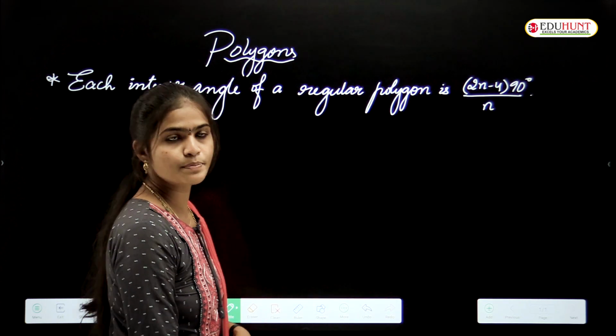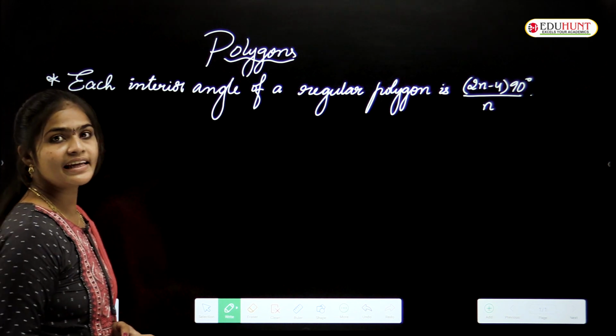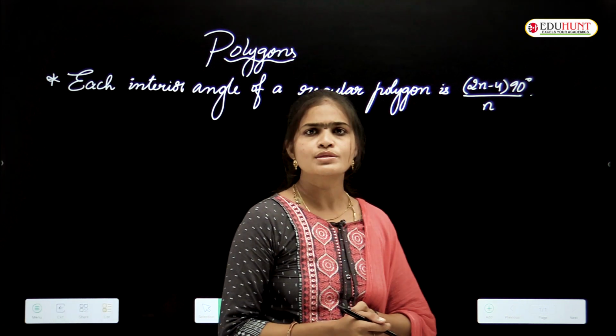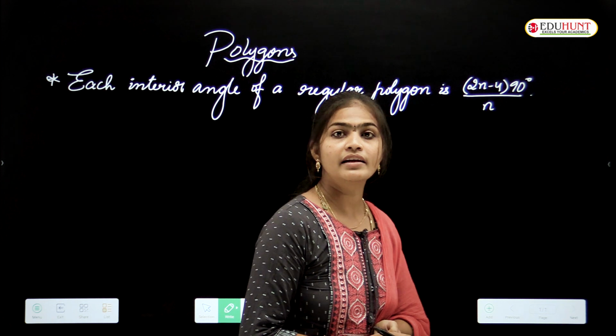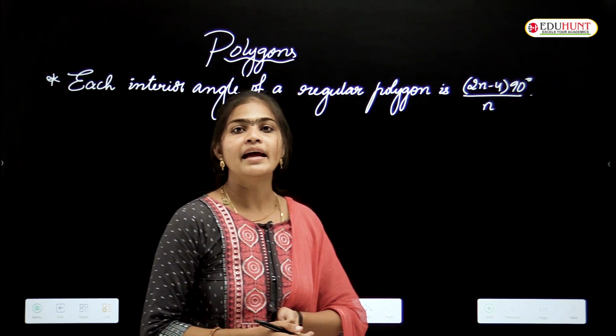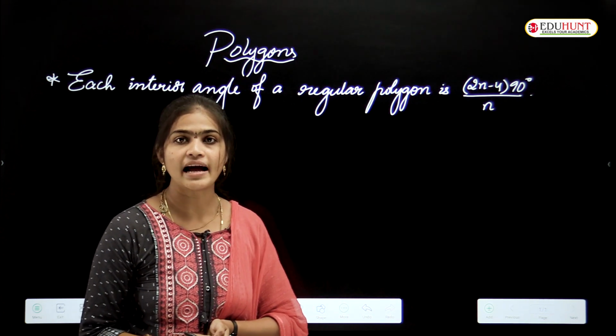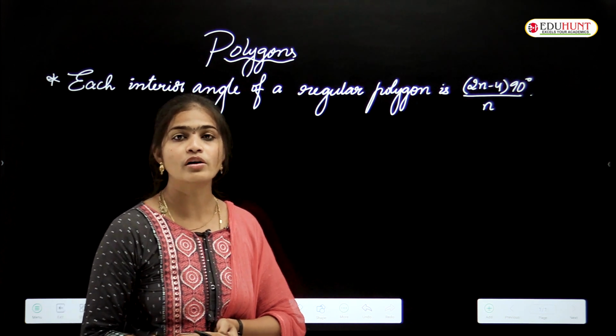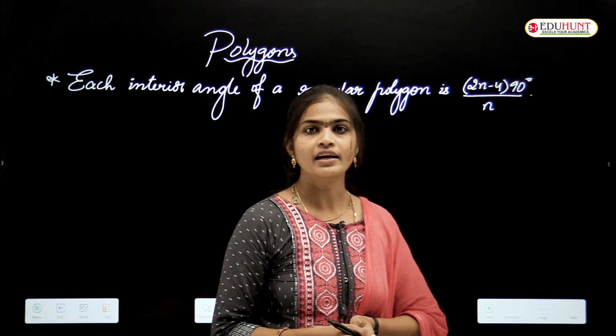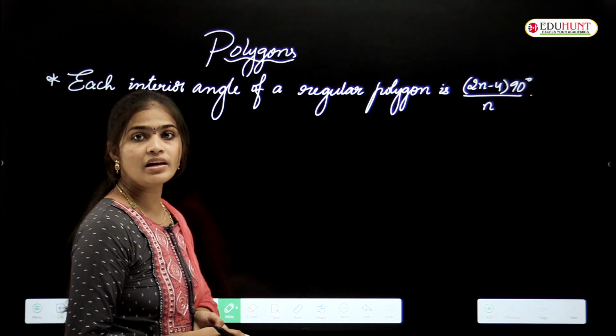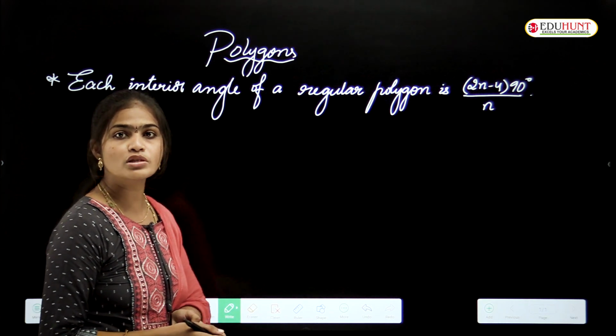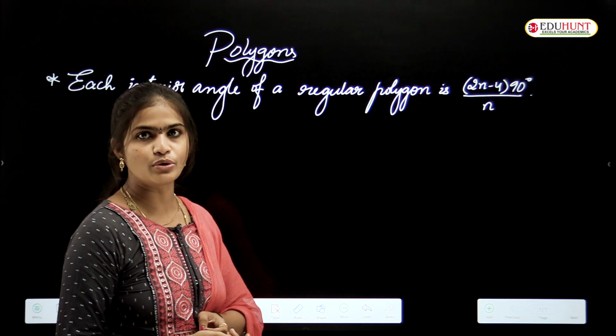So here the next point is each interior angle of a regular polygon. What about a regular polygon here? A regular polygon is nothing but a polygon which has all angles equal, and in the same way all sides are equal. All sides are equal and all angles are equal. We will call those polygons regular polygons.